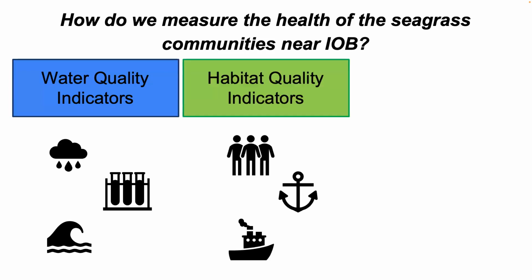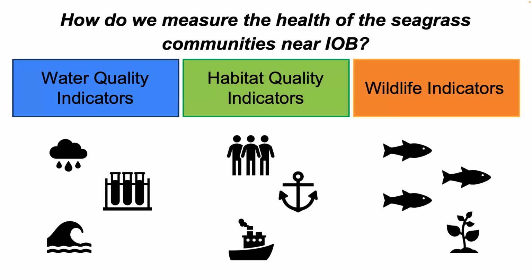And we wanted to pair that with habitat quality indicators. So things like how are humans using the areas, how are these vessels having an impact, and also look at wildlife as well. So we know that seagrass supports abundant biodiversity. So looking at things like fish species composition and abundance and how they're using these areas, and ultimately what this means for the seagrass in its current state and what that could mean for the seagrass as we move forward.